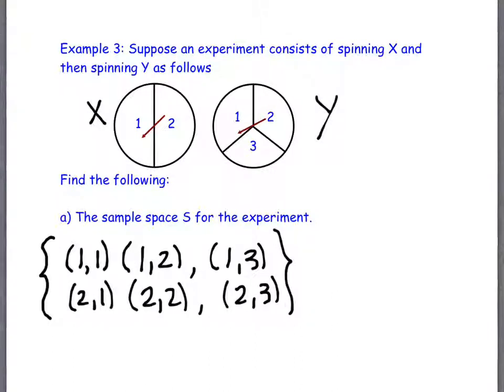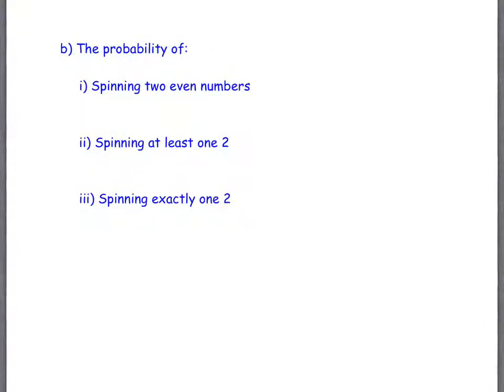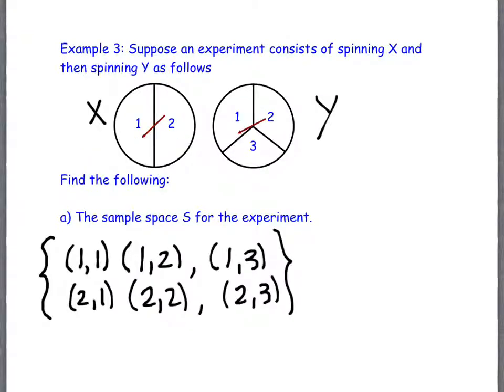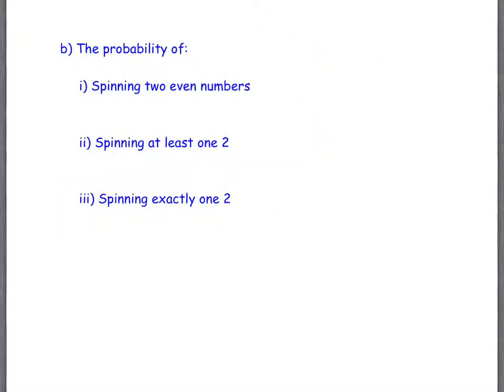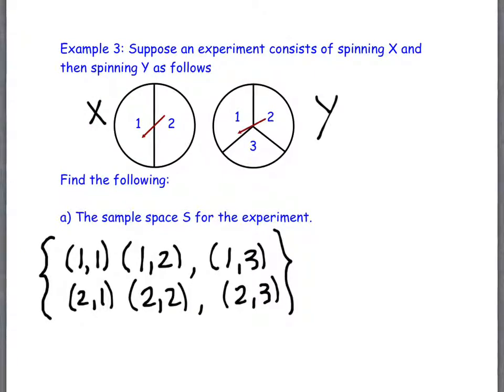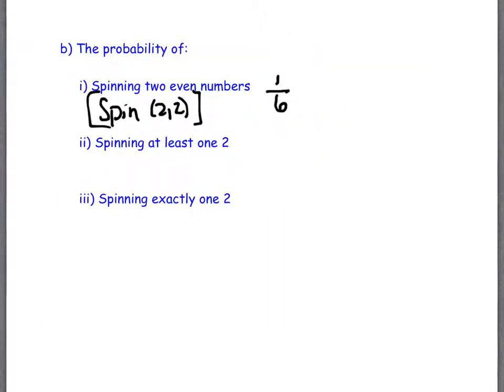All right, so the first question then says, what is the probability of spinning 2 even numbers? 1/6. It's just the number 2, 2, right? So I've got a 1/6 probability. This only happens if I spin a 2, 2. What about spinning at least 1, 2? 4, right? 4 of them have a 2 involved.